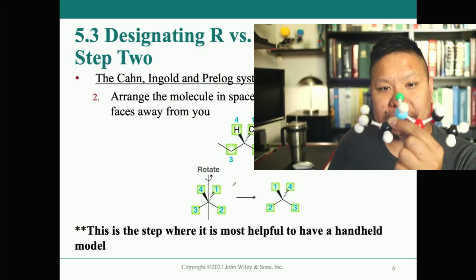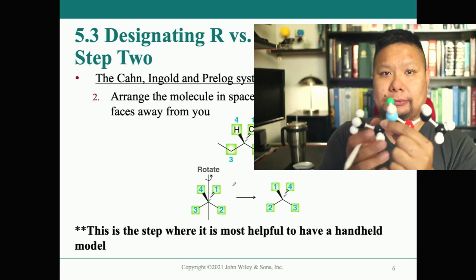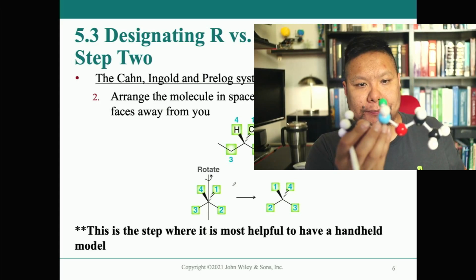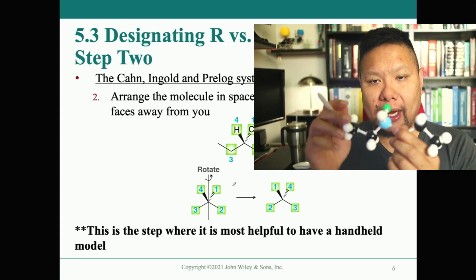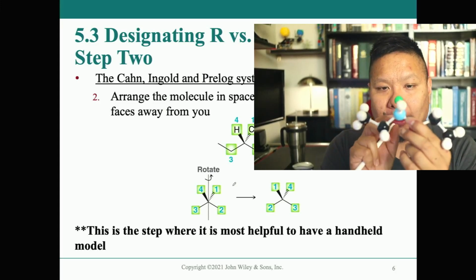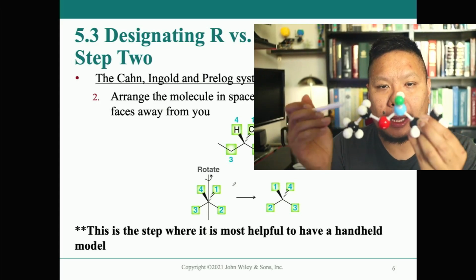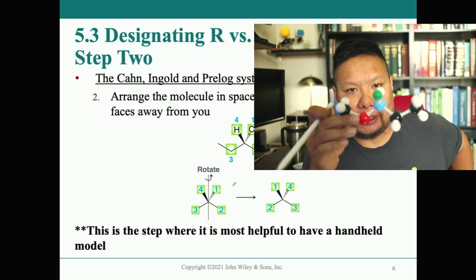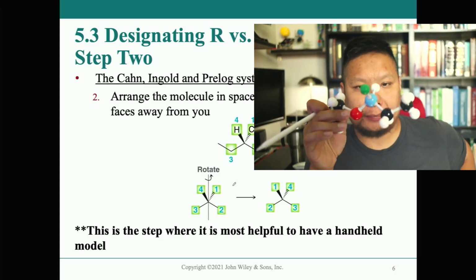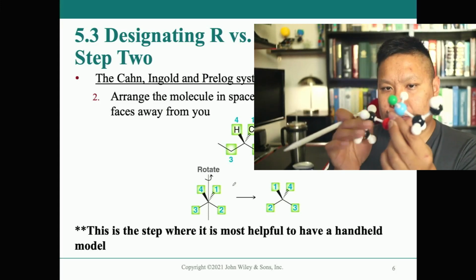You want to arrange the molecules so that the lowest priority is going behind you, right? Right now the lowest priority constituent is the hydrogen, and it's pointing right at you. So all you have to do is turn it this way, like that. And now the highest priority is turning towards you, and the lowest priority is pointed backwards. That's what we need to do, okay? Just rotate it, and now that's what it should look like.